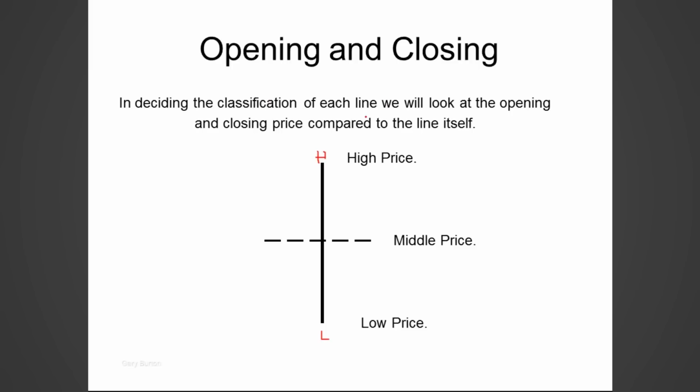So for the classification of each line, we'll look at the opening and closing price compared to the line itself. The most important part of the Haguro method is the middle of the range of the week. We don't know what that middle of the range is until we get to Friday. So it's a weekly method. Friday afternoon gives us pretty much the range of the week and the middle part of that range. And there's a phenomenon built around this middle price.